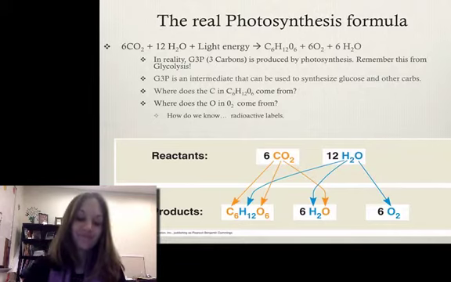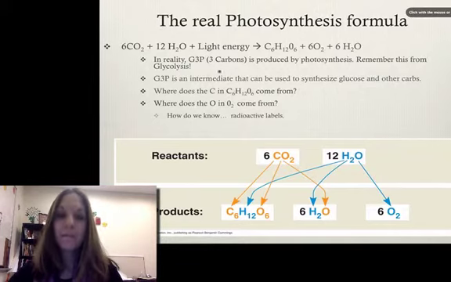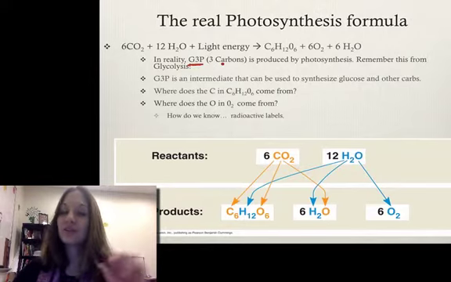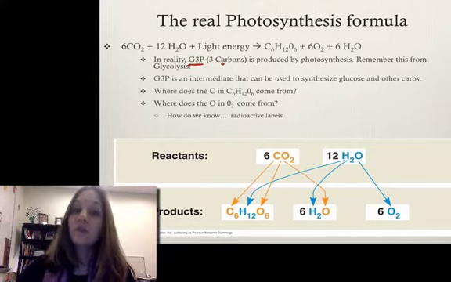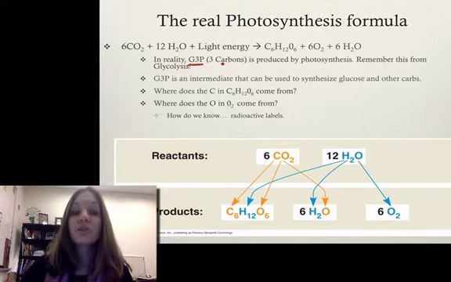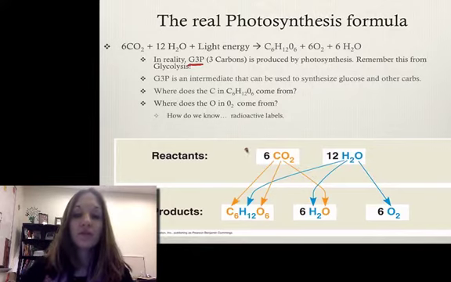In reality, we're not really producing glucose in this. We're producing a molecule called G3P, and that should also look really familiar. Here's another one of those correlations. That was a molecule that glucose was broken down into in the process of glycolysis. G3P is a 3-carbon sugar that's used to synthesize glucose and other fuels and other carbs.